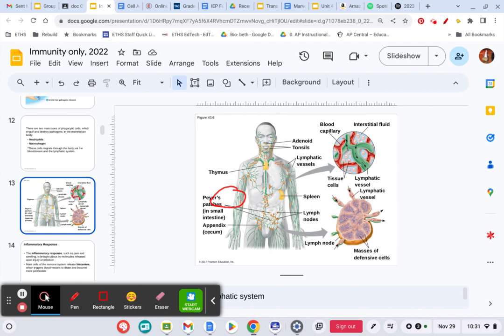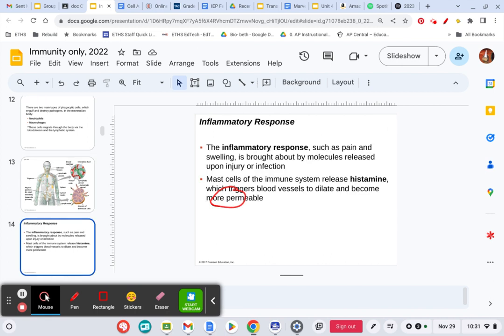Okay, so we talked about barriers, we talked about macrophage cells, and how they gobble up things. So now let's talk about what's called the inflammatory response. You've all had it. Let's say you get a sliver in your finger, and you pull it out, but afterwards, what might it look like if you get an infection?